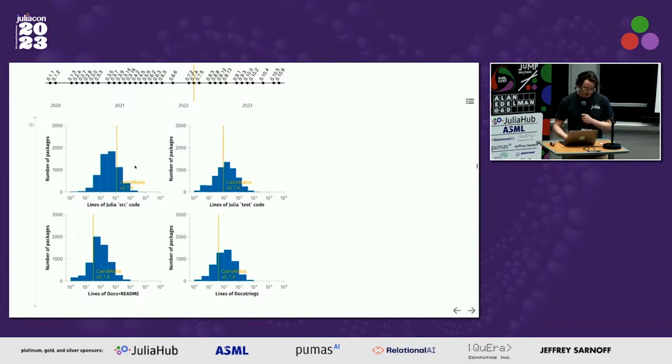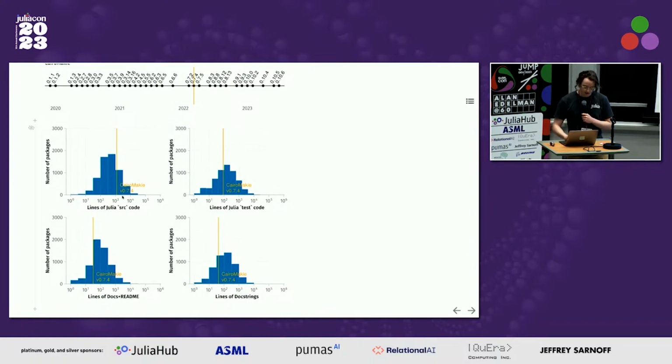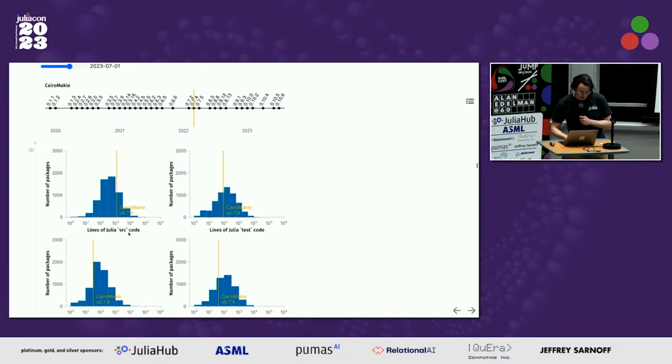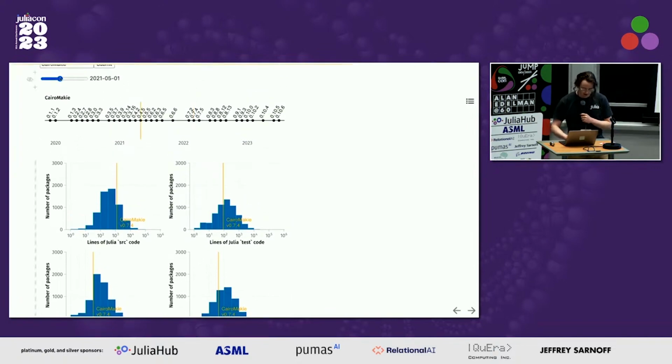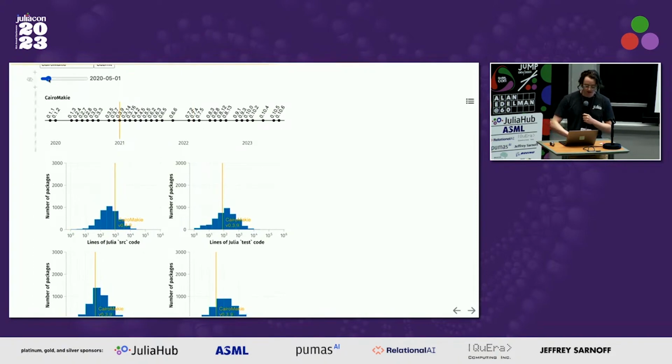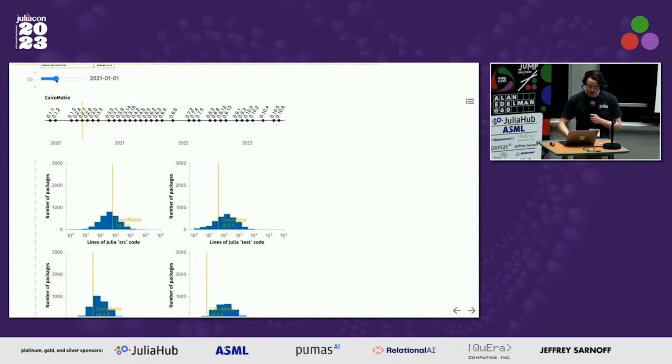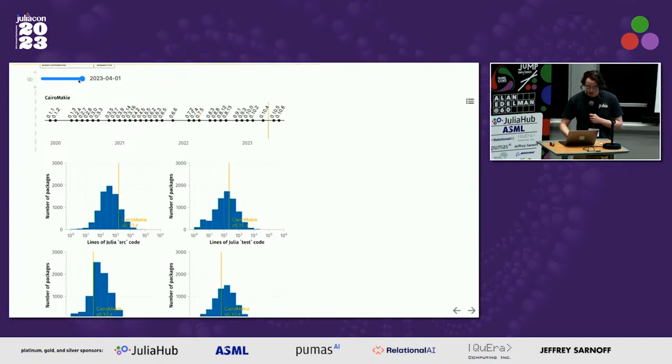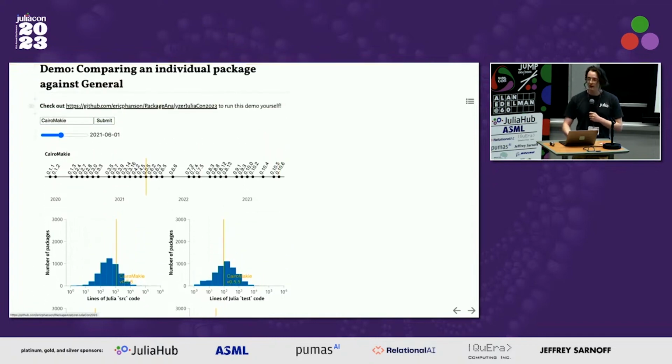Here I put in Kairomaki. You can see this Kairomaki has slightly more source code than average, if we look at the histogram. Maybe slightly less test code, slightly less doc strings, and slightly less docs and README, but all that kind of makes sense because it's a subdirectory package in the broader Maki package, which has a lot more of all of this. And we can change the date slider here and see both how general has evolved over time and how some particular package has changed relative to general over the course of time. So I encourage folks to try out this demo with their own favorite packages to explore this.